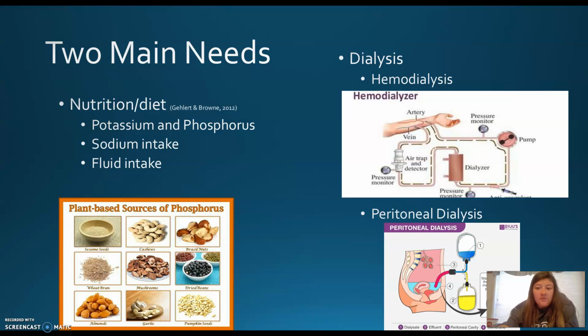So that was just for hemodialysis patients. Peritoneal dialysis patients have a much less restricted diet and fluid intake, and those who have undergone a kidney transplant do not have any restrictions to their diet. Those are the three treatment options for somebody with kidney disease.